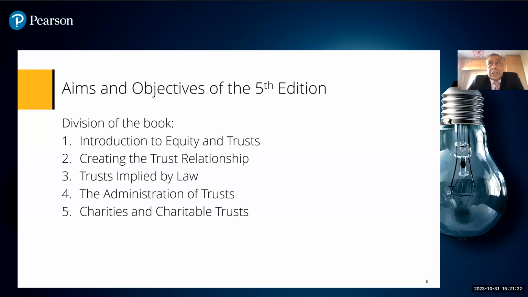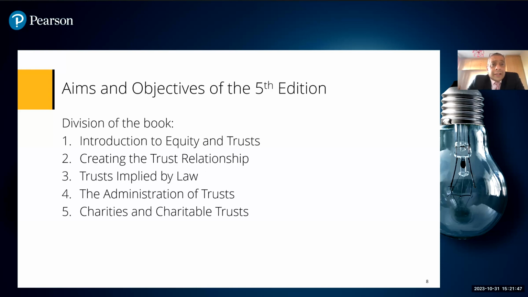Once you can put that in its context, the study of the following topics, like the formalities and the constitution of a trust, the three certainties, becomes a much clearer progression for the students, because they can see that we are creating the trust relationship. And in doing so, this is why these subsequent chapters become very important.